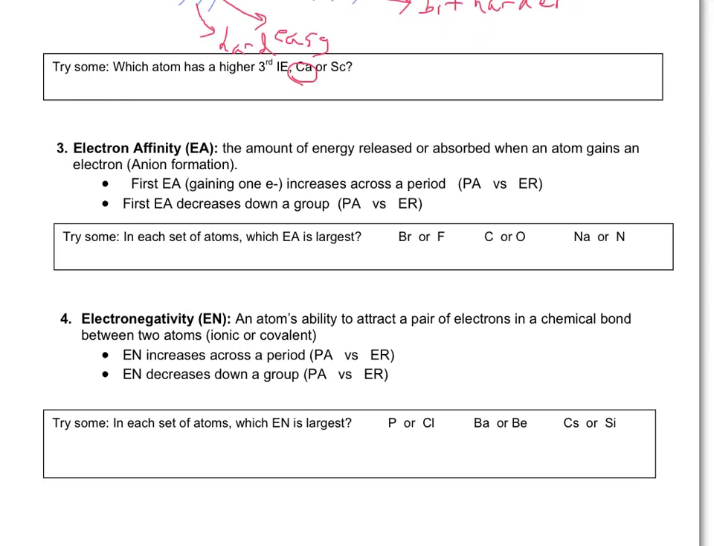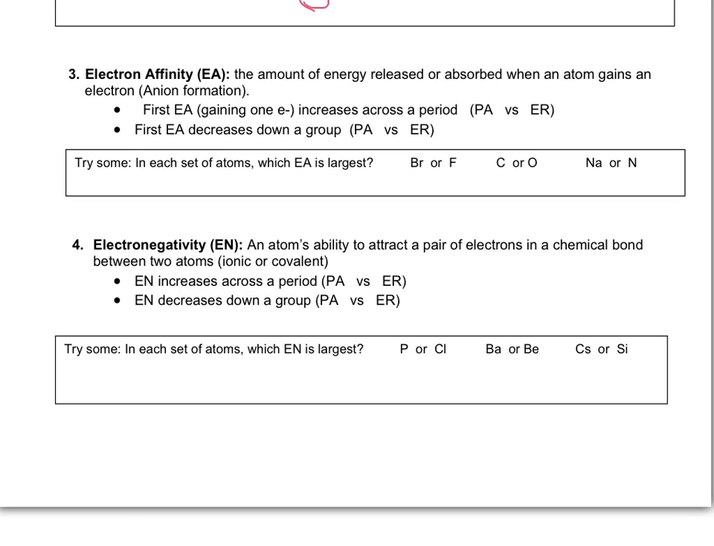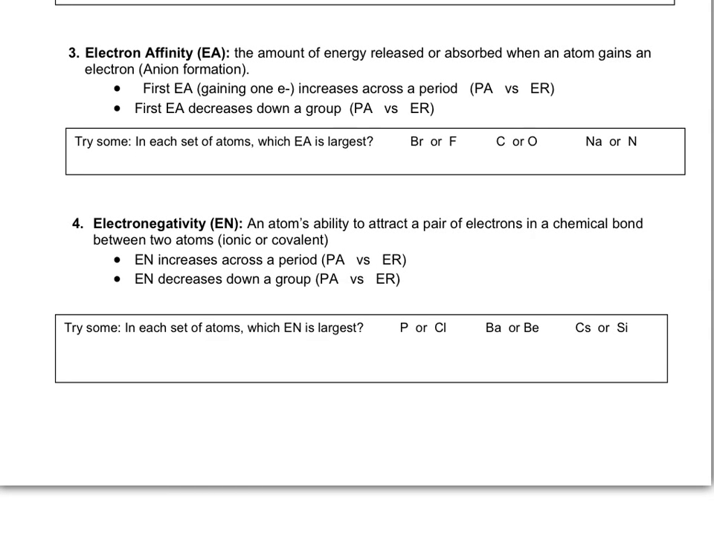The third trend we're going to cover in grade 11 is electron affinity, or EA. It's the opposite of ionization energy. It's defined as the amount of energy released or absorbed when an atom gains an electron. And the higher the electron affinity, the more likely that element is going to become an anion.